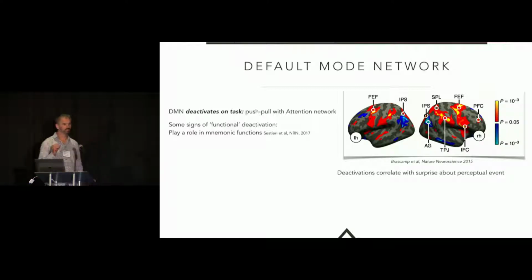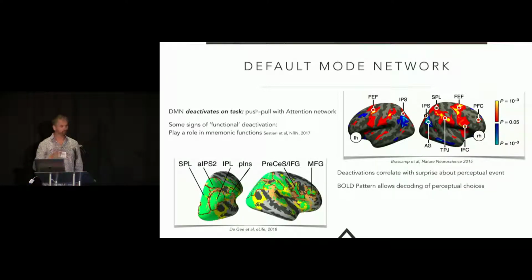But if you go to sensory processing, to perceptual processing, there are some intriguing indications that these deactivations play a role in that type of thing too. So for example, in this experiment, the deactivations seem to correlate with the amount of surprise about that perceptual occurrence. And also, you're able to decode whether people will perceive a low contrast stimulus or not from these same regions here in the angular gyrus.